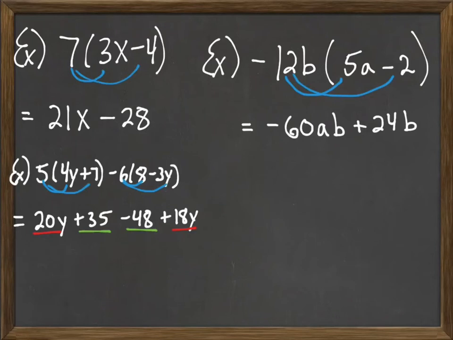20 plus 18 will give us 38y. And then we have 35 minus 48 would be a negative 13. And of course it doesn't have a variable, so that's my answer. Negative 13. So 38y, and since it's negative 13, write that down as minus 13.